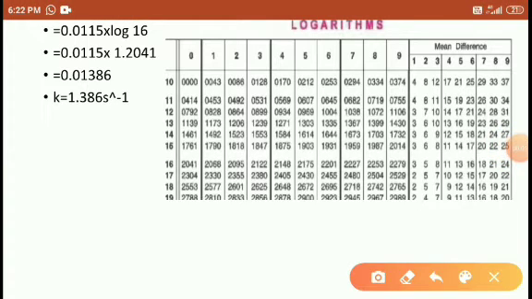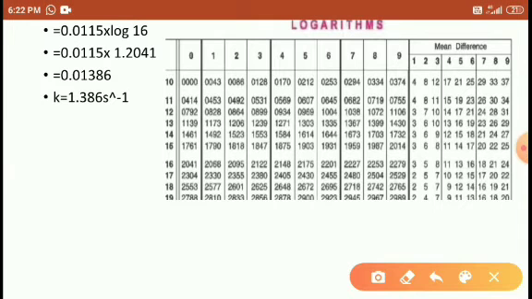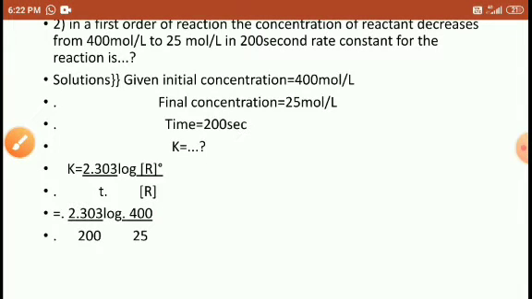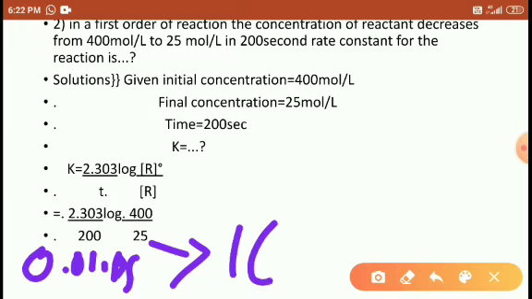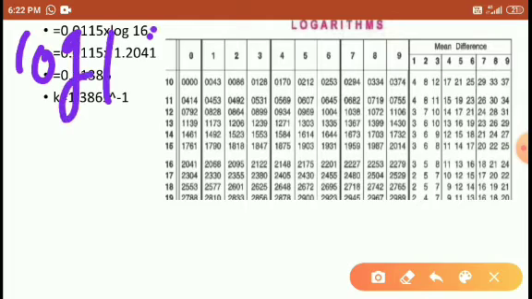When we divide 2.303 by 200, we get the answer 0.0115, right? And when we divide 400 by 25, we get the answer 16. So look here, students: 0.0115 log 16. So log 16 is mentioned here. So how do we calculate the log of 16?